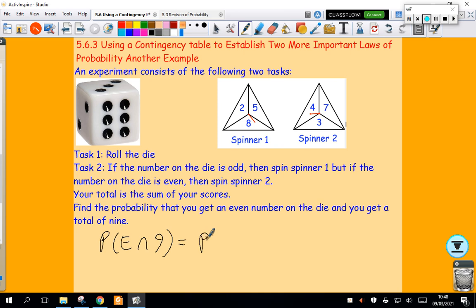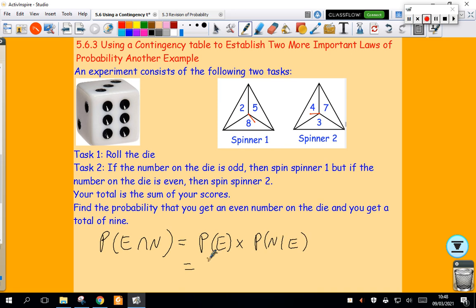And we know that's the probability of an even number on the die multiplied by the probability of getting a 9, given that we got an even number on the die. Okay? And in fact, I think I was calling that event n. So let me just change that from 9 to n. So the probability of getting an even number and then a total score of 9 is equal to the probability of an even number times the probability of a total of 9 given an even number.